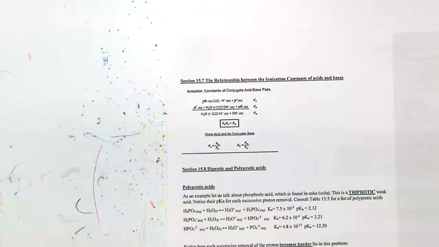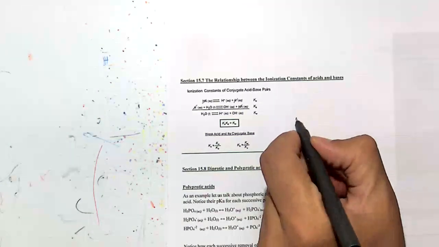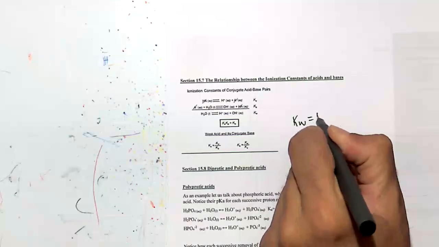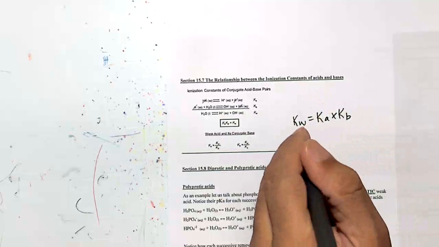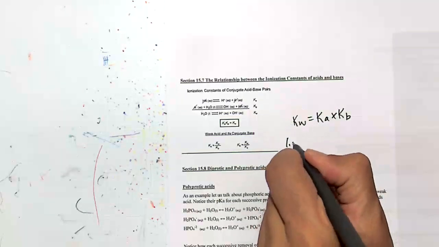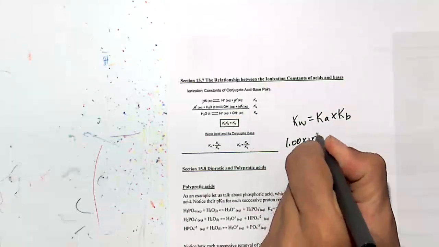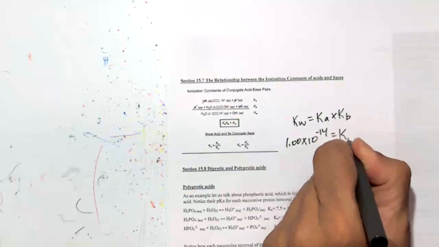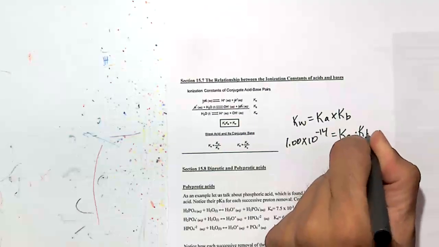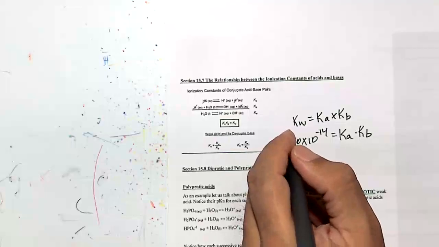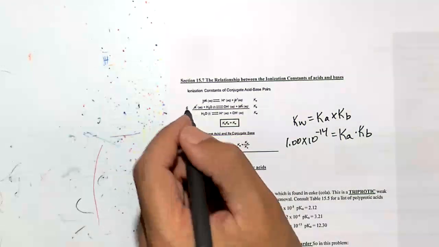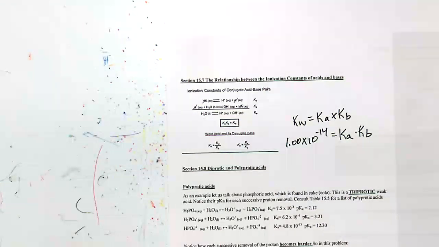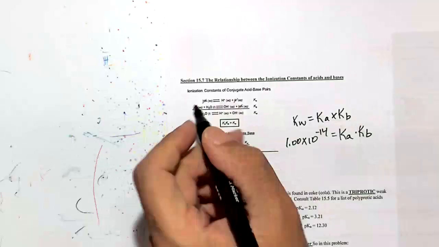All right, an equation for you guys is Kw is equal to Ka times Kb. Anybody know what Kw is? Okay, this constant has a value of 1.00 times 10 to the minus 14. All right, so this is just another equation I'd like for you guys to know. I'll give you the Kw. Right, and this Kw is for this equation. The W stands for water.